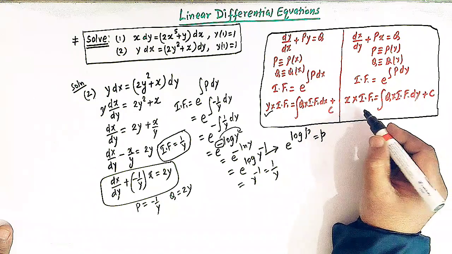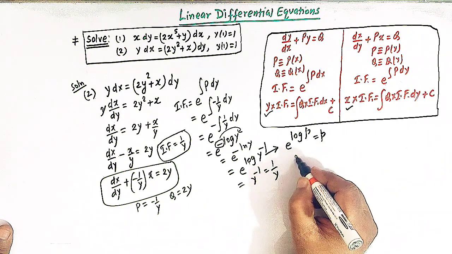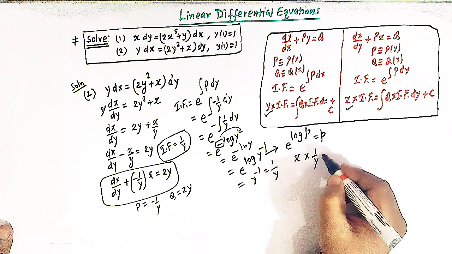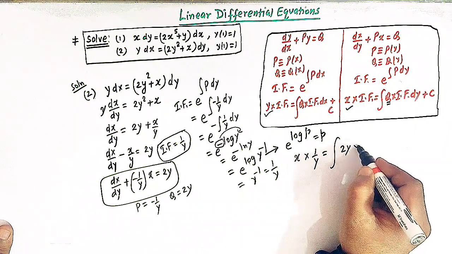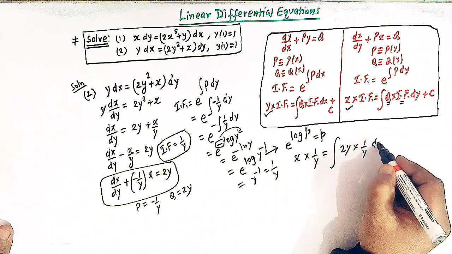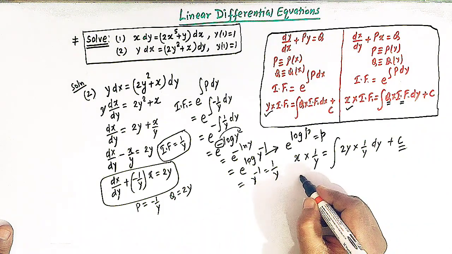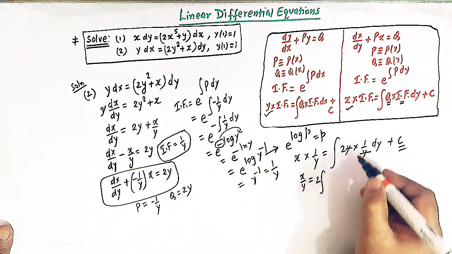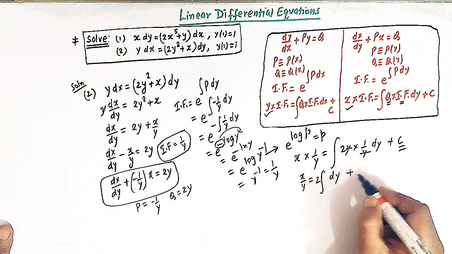So now substituting the values in this solution, we have the solution as x times integrating factor, which is 1 over y, equal to integral of Q, which is 2y, times integrating factor, that is 1 over y, dy plus c. C is the constant of integration. So we have x over y. Here y and y get cancelled. We can take 2 outside the integral. So we have simply 2 integral dy plus c.